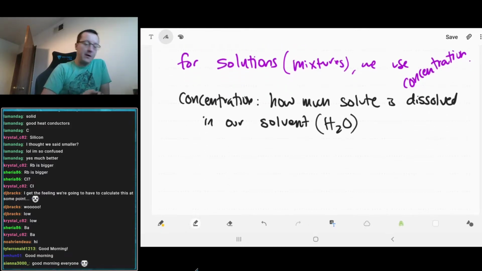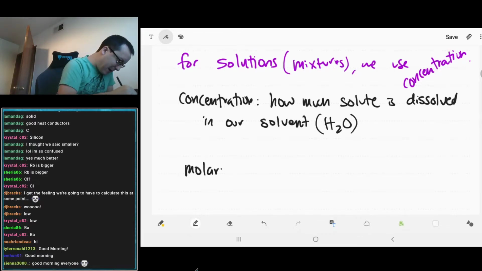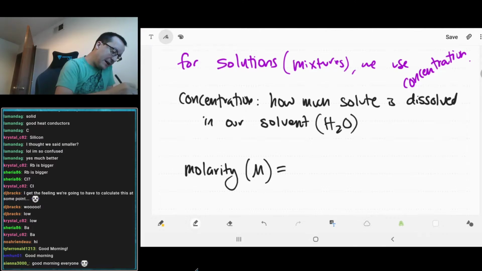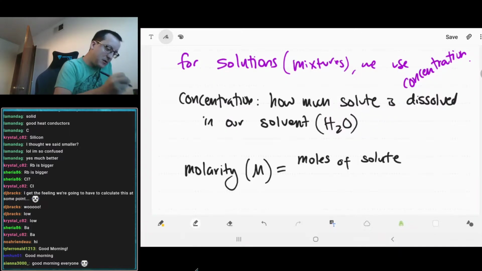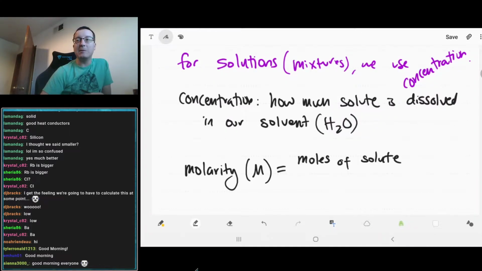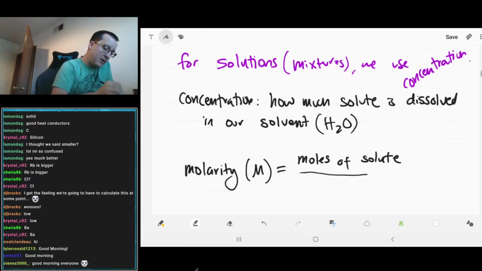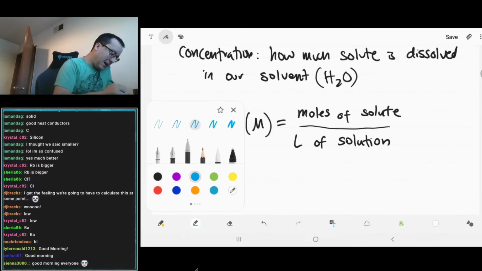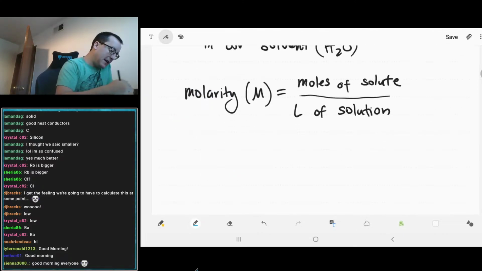Okay, and we have a couple ways of talking about it. The most common one is called the molarity, which is given as a capital M, and that is going to be moles of solute. Again, that's the thing that's being dissolved. That's going to be the compounds that we're looking at over the liters of solution. And so we can calculate the molarity of something by understanding what that means.